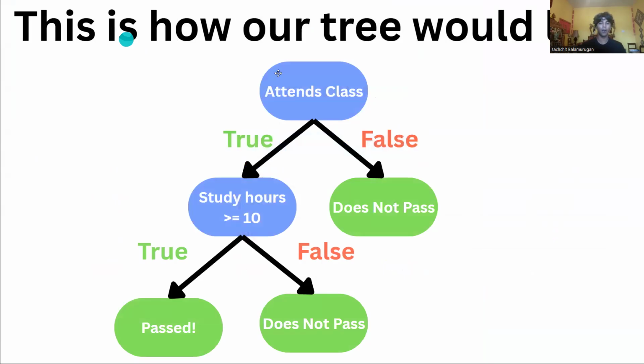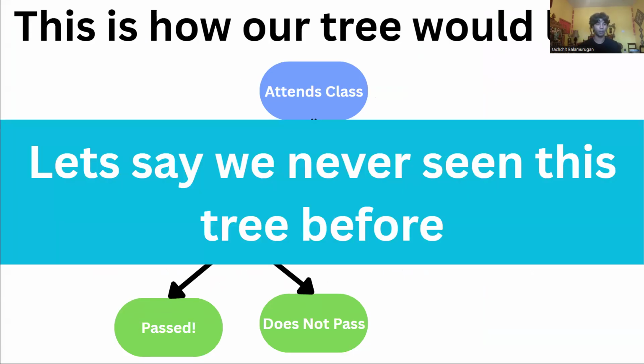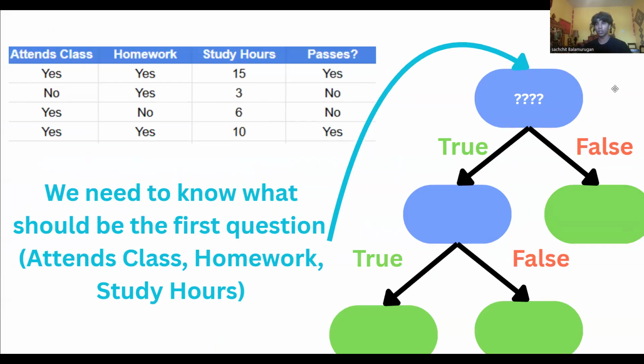So this is how our final tree would look like, okay? A tenth class, true, false, right? We have our tree here. So let's say we've never seen this tree before. Instead, we're given this data and we need to now know what should be our first question that we need to ask. So how can we do this? What could our first question be?